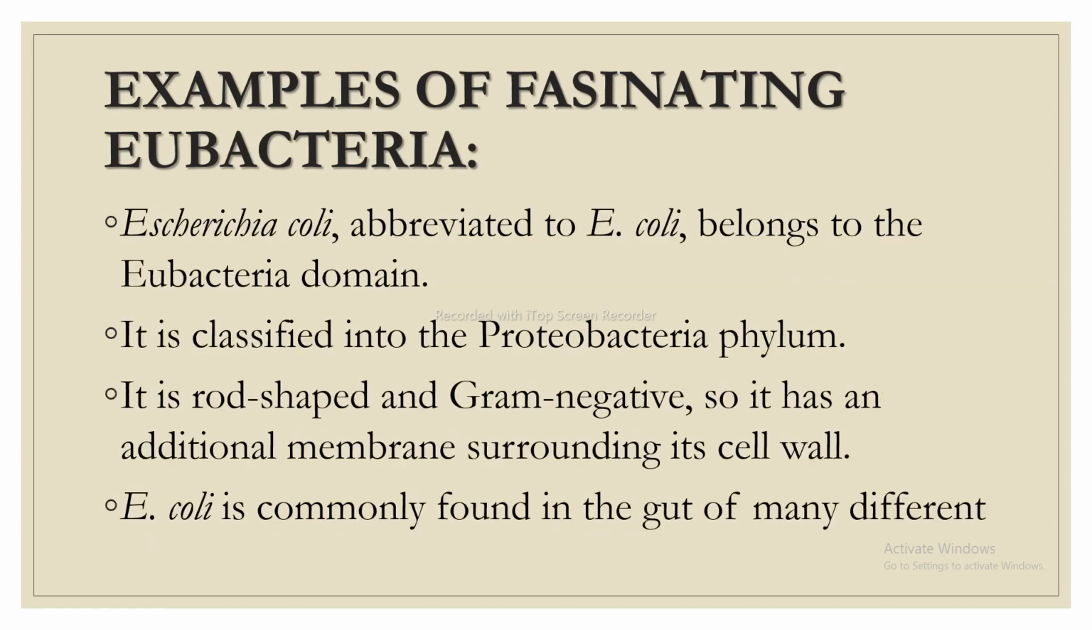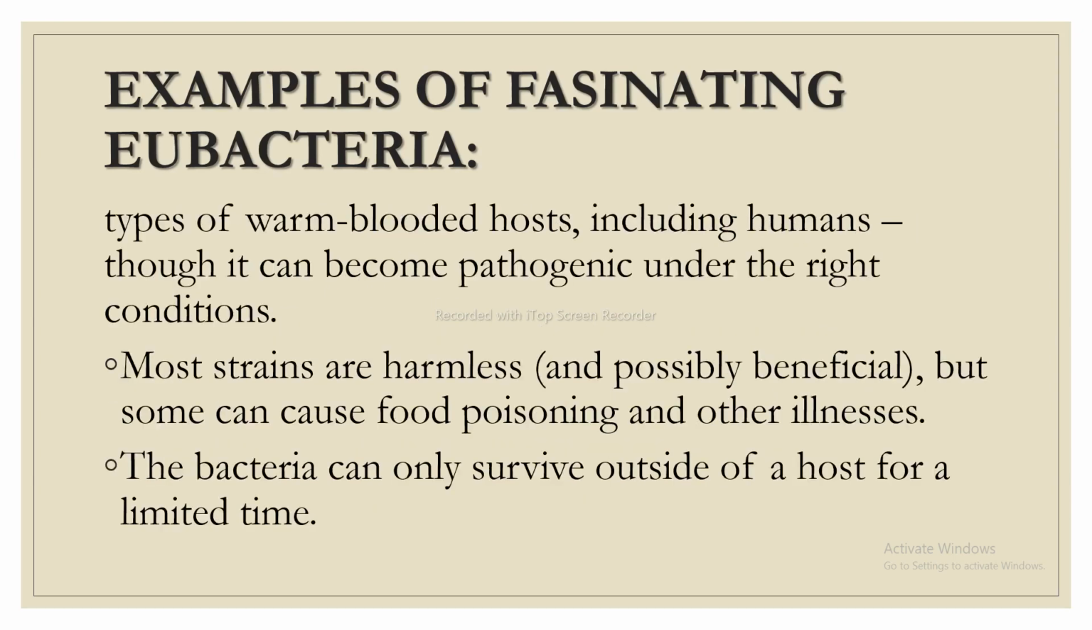So Escherichia coli, abbreviated to E. coli, belongs to the Eubacteria domain, and it is classified into Proteobacteria phylum. It is rod-shaped and gram-negative, so it has an additional membrane surrounding its cell wall. So E. coli is commonly found in the gut of many different types of warm-blooded hosts, including humans, though it can become pathogenic under the right conditions. So most strains are harmless and possibly beneficial, but some can cause food poisoning and other illnesses. So the bacteria can only survive outside of a host for limited time.